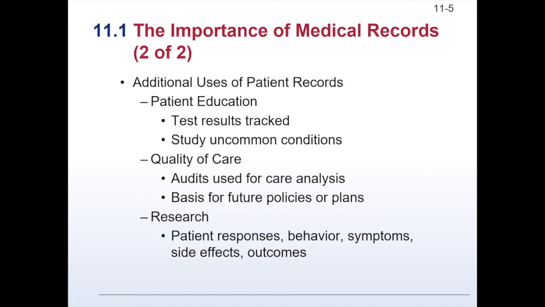Patient education. Information can be gathered from individual patient records and aggregated into data involving healthcare outcomes. Test results can be tracked from patient records and used to study uncommon conditions. Quality of care. Audits used for care analysis can be done through patient records, and they can be used as a basis for future policies or plans. Research. Patient records can be used for research on patient responses, behaviors, symptoms, side effects, and outcomes. Research can provide answers to improve quality of care and to present answers for emerging trends.